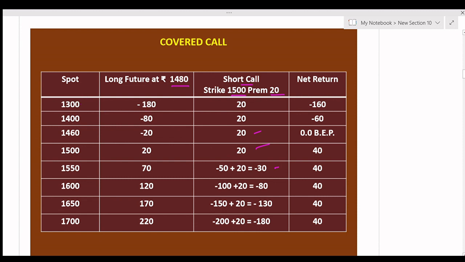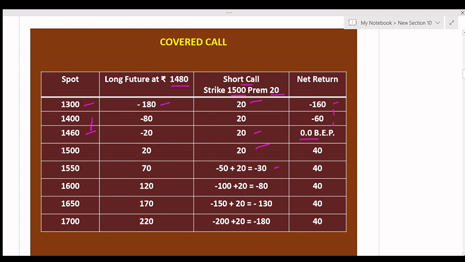Now come the spot or future price. If it is 1300, the long future position, the trader will suffer a loss of rupees 180, that is 1480 minus 1300. And here the short call premium is 20, so the net return will be minus 160. So if the market moves upward, the loss will gradually decrease, and it comes to the break-even point at 1460.